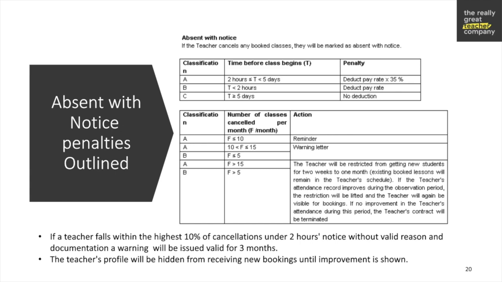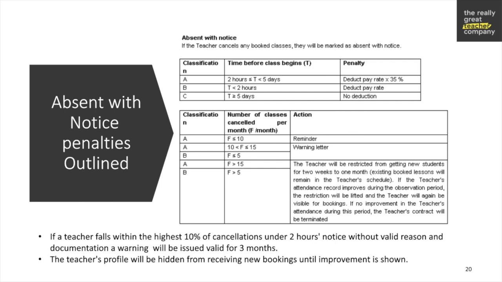The client has also reached out to us and informed us with a new set of rules. If the teacher falls within the highest 10% of cancellations under 2 hours notice, without valid reason and documentation, a warning will be issued automatically that is valid for 3 months. The teacher's profile will then be hidden from receiving new bookings until improvement is shown.